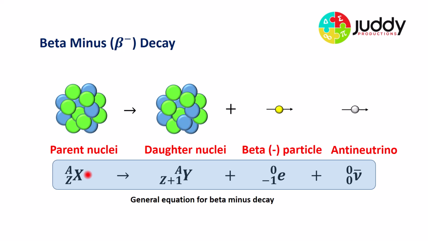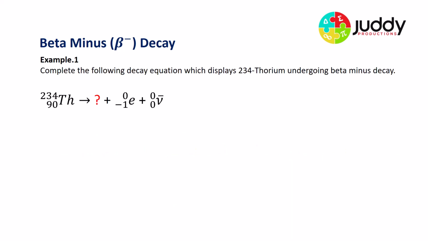We have a parent nuclei, which consists of an atomic number, a mass number, and a chemical symbol. The daughter nuclei consists of exactly the same mass number, however, its atomic number increases by 1. And then we have a 0, -1 beta particle and a 0, 0 antineutrino. Let's look at 3 examples.